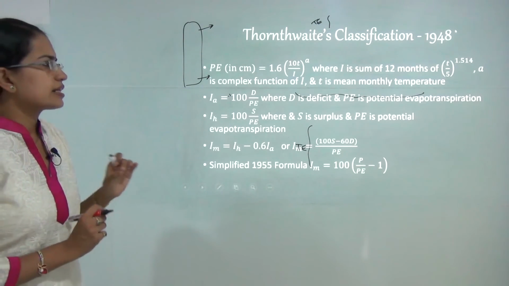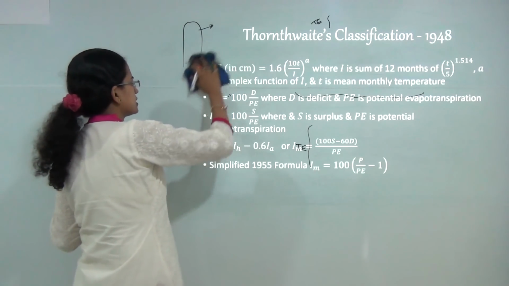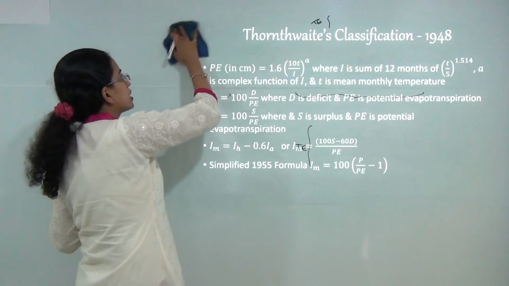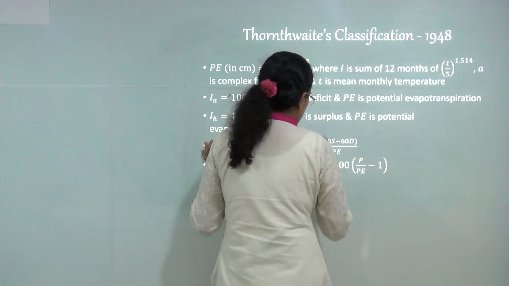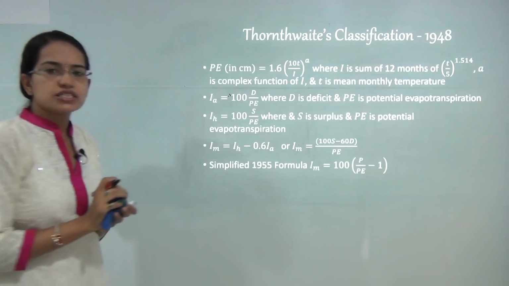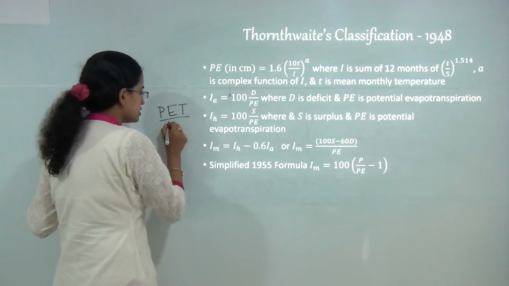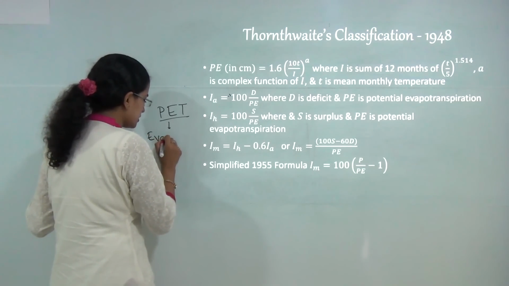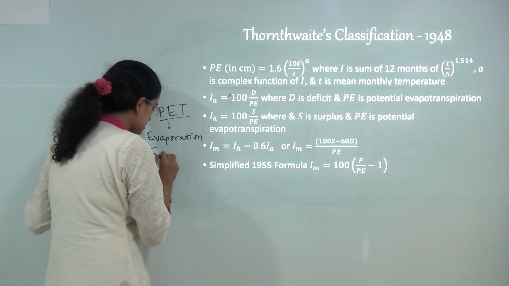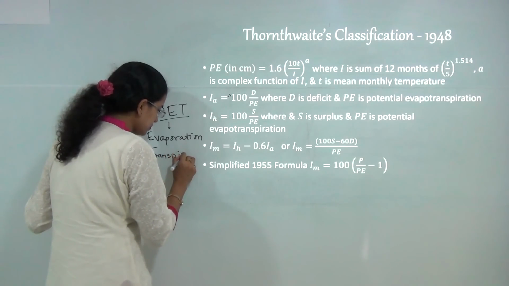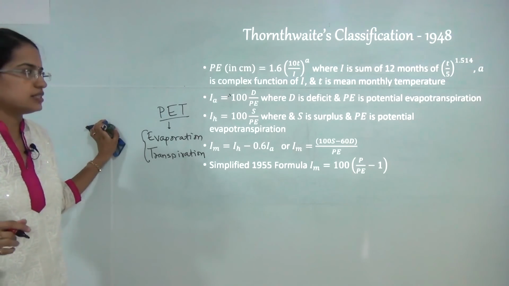However, in 1948 he believed that his theory of the precipitation efficiency and thermal efficiency was not enough to help understand the concept of climate of a given region. He said the climate is governed by potential evapotranspiration, and this potential evapotranspiration is a function of evaporation as well as transpiration from the plants. So he said that both these factors determine the climate of a region.